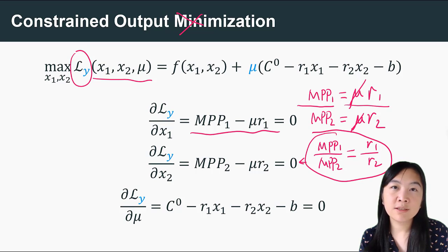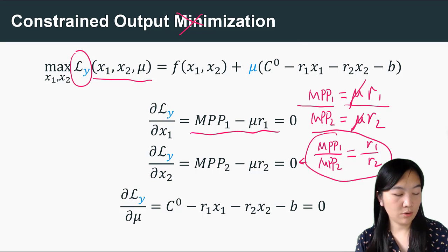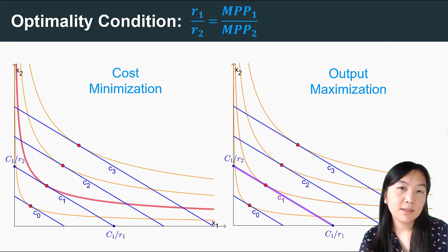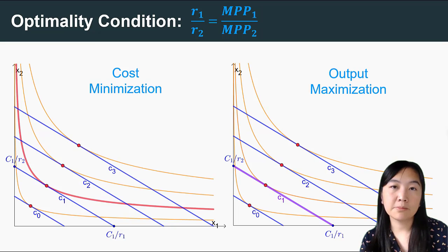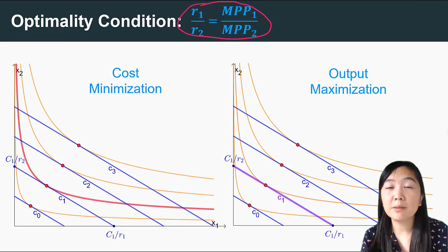So if you're using the same optimality conditions to solve 2 different problems, then you're going to get exactly the same answer. There's actually a graphical interpretation for this, and let me show you what that means in a graph. The optimality condition for both the cost minimization and output maximization problems is the same, which is R1 over R2 equals MPP1 over MPP2: the economic trade-off equals the technical trade-off.